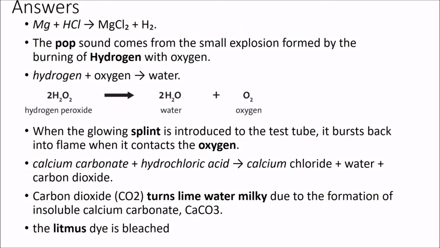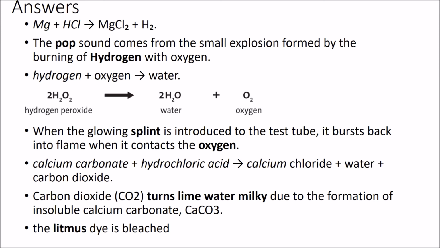So 1, the word equation: magnesium plus hydrochloric acid forms magnesium chloride plus hydrogen. You could use the chemical symbols for the equation otherwise. Why does hydrogen pop with a lighted splint? The pop sound comes from the small explosion formed by the burning of hydrogen with oxygen. So it is an explosion or combustion where the hydrogen is burning in oxygen.